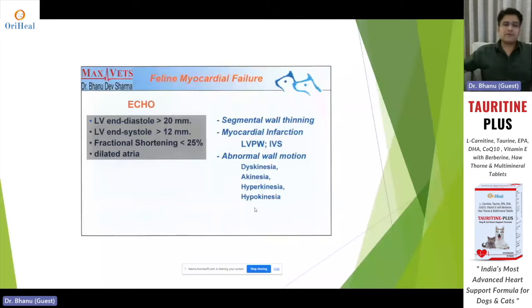But let me tell you, even before you do the measurements and the calculations, you just have a subjective view properly. I mean, don't do the measurements straight away. You just look at the video loop, you just see the contractility, and that will give you a very good idea that this is probably going to be dilated cardiomyopathy.